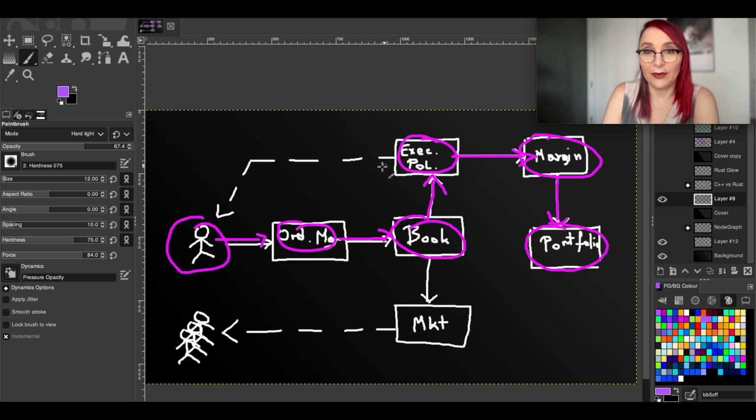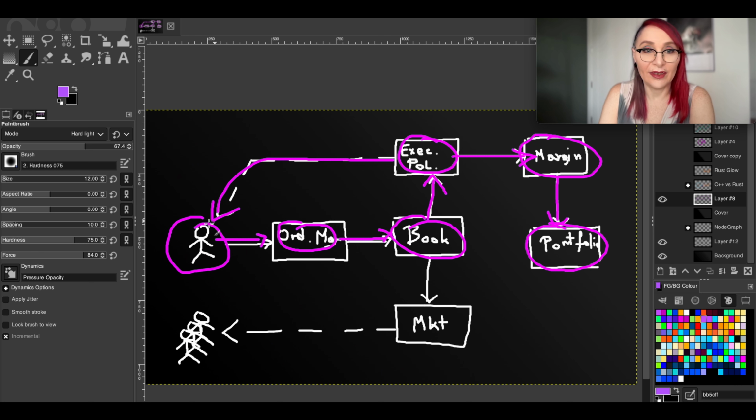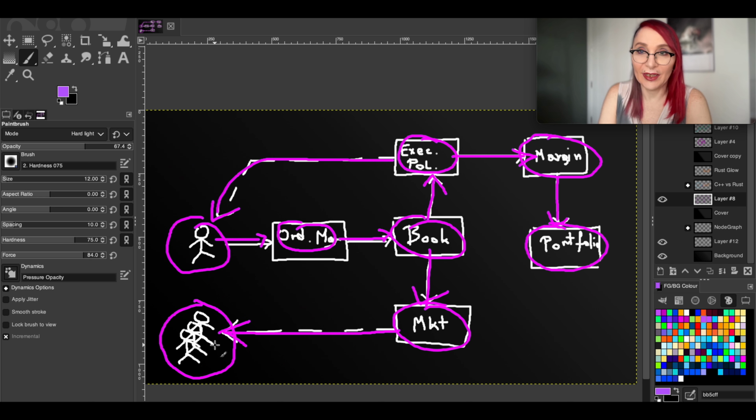When execution is allowed, we return to the user execution. And we can see these 2 executions here. Both users get the order executed, right? Because you need 2 orders to get them matched, right? Okay, so that's what the user is receiving. But also, how would this user know that other people are trading? So the same way that other people know that this user is trading, from market data. So whenever execution happens, book sends to market data policy an update, and market data policy will publish those updates to the users that are subscribed to market data, okay?